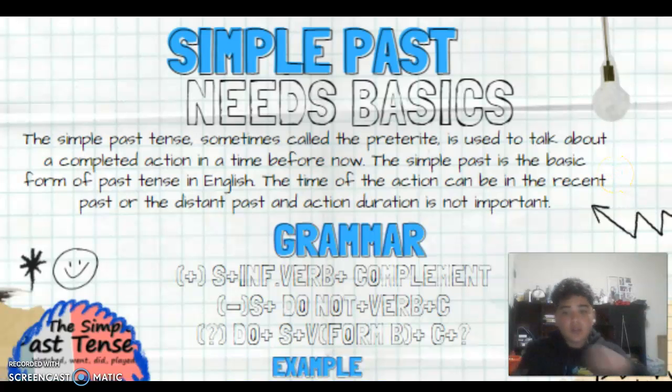The simple past tense, sometimes called the preterite, is used to talk about a completed action in the time before now. The simple past is the basic form of the past tense in English. The time of the action can be in the recent past or in the distant past. The action duration is not important.